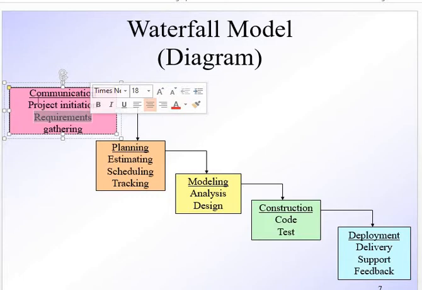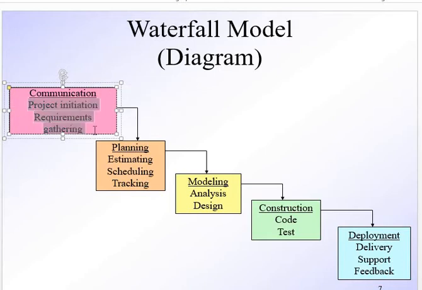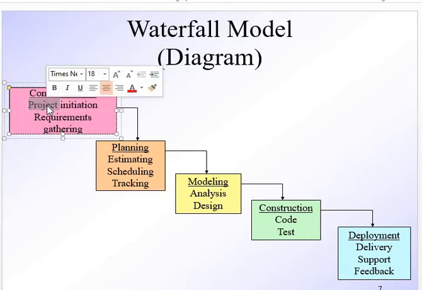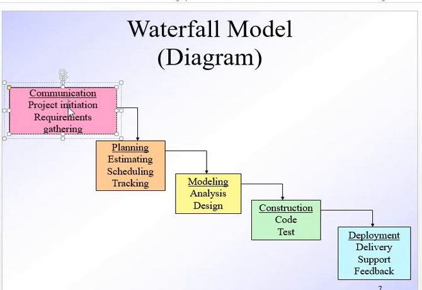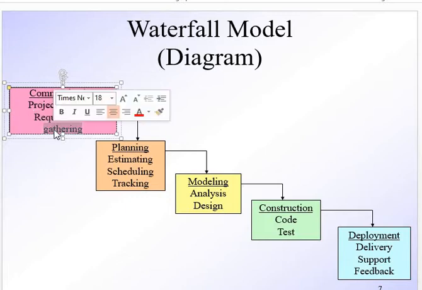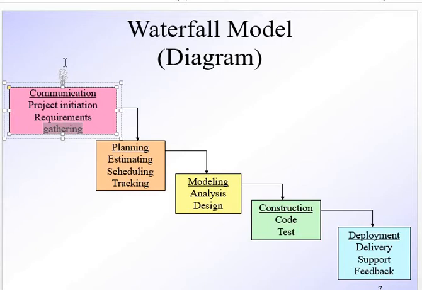I must say that this phase will be handled by a very senior-level person in the company. Juniors are not given this authority, as they don't have that amount of experience to properly capture and understand the requirements. So this is a very crucial step for any software process model. In the waterfall model, the first phase is communication with the client, which includes project initiation and requirement gathering.